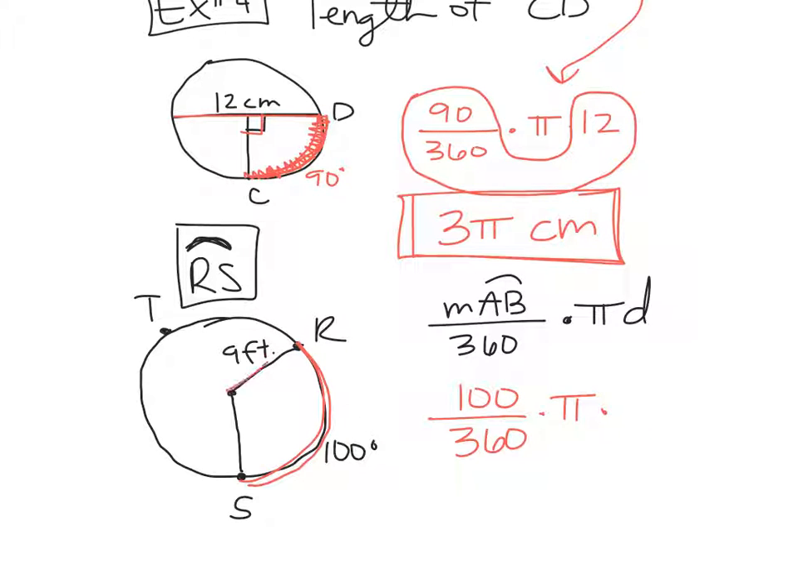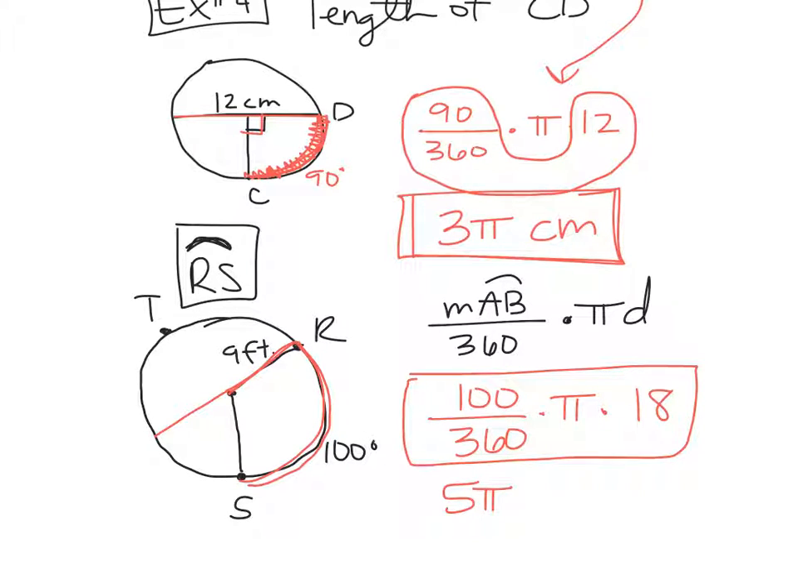18, right? If the radius is 9, then the diameter is 18. Okay, how do you plug that into your calculator? Plug it in, all three of you. It's 9 divided by 180, right? Or 360. 100 divided by 360 times 18. What'd you get? 5. So then attach the pi, and it's feet. Okay, so that would be arc RS.